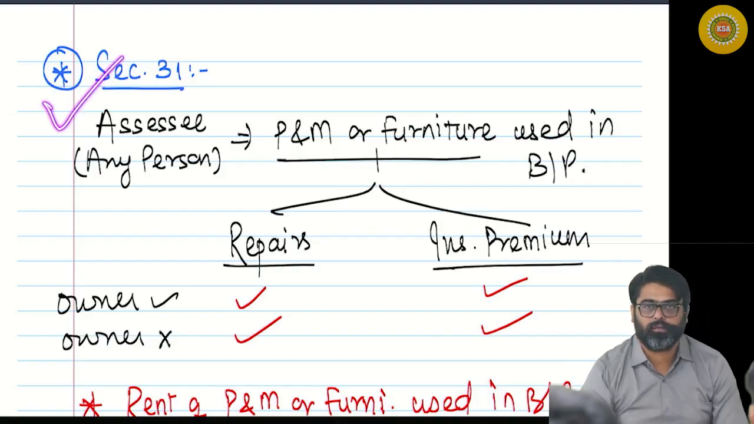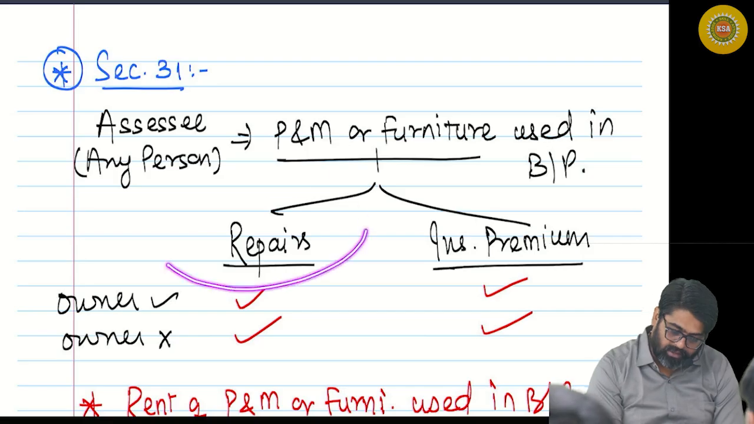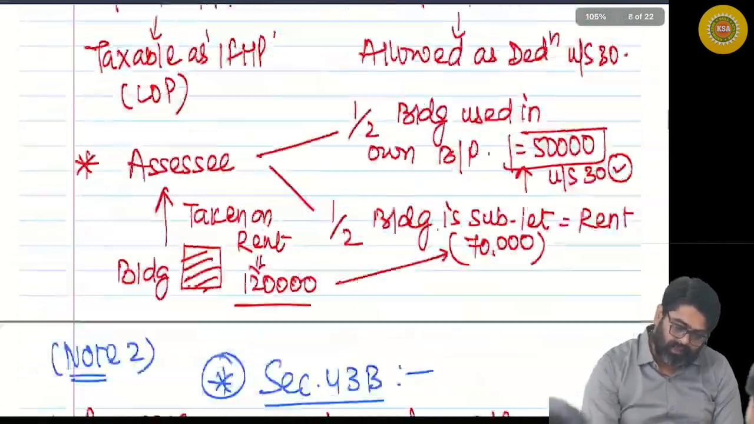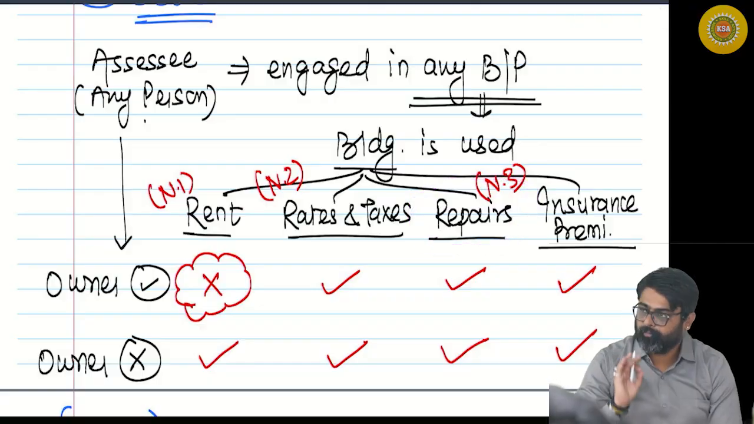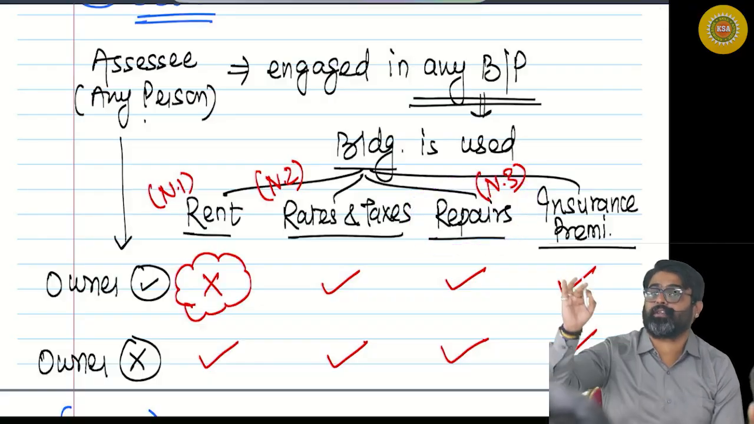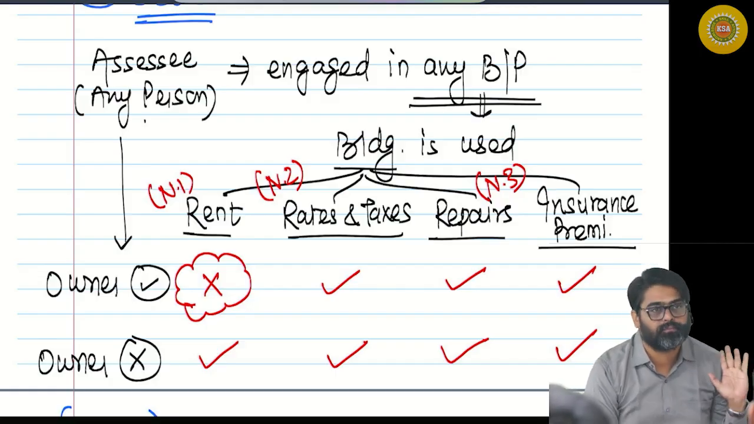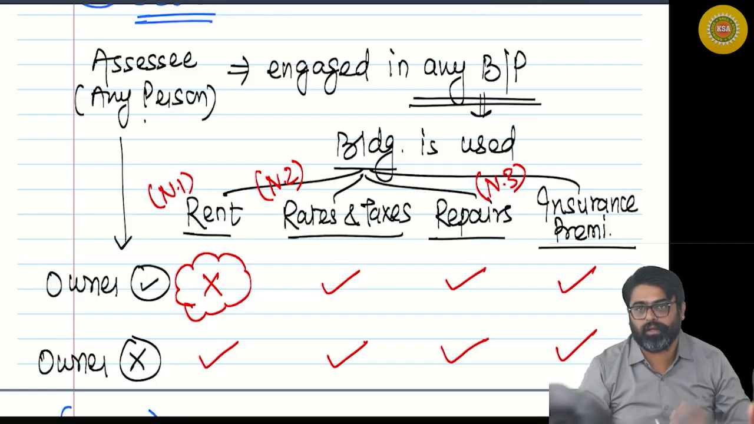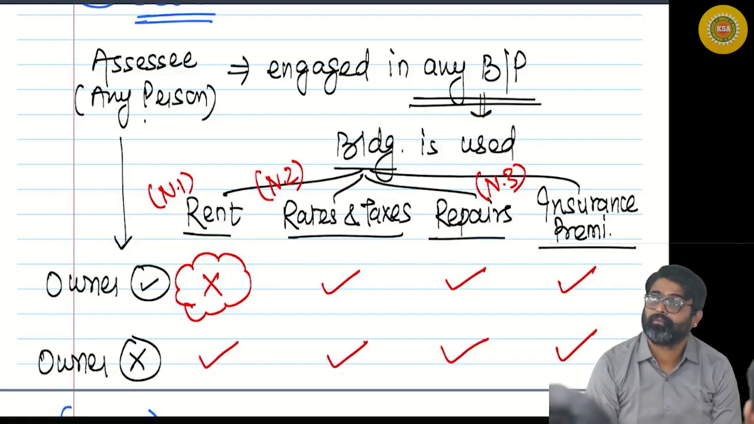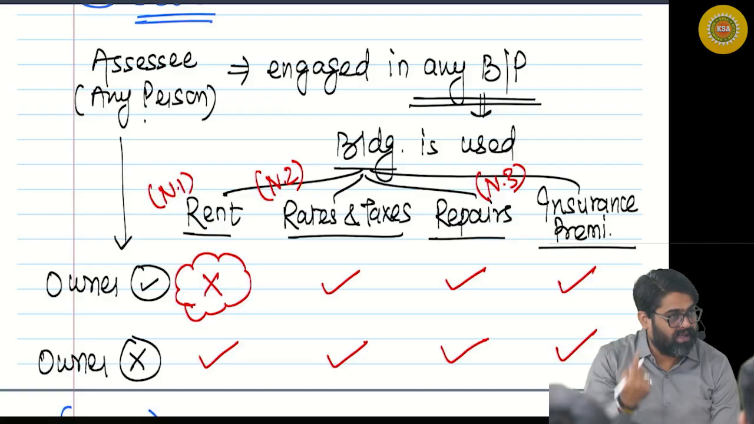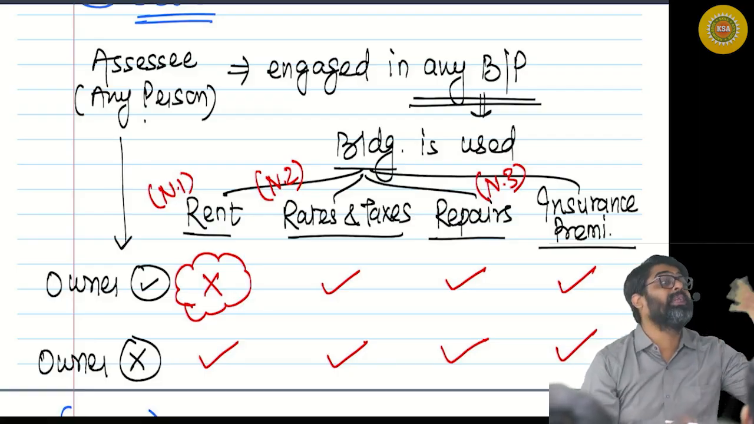Section 31. Now did you see repairs here? Did you see repairs here also for building? Yes or no? Now the repairs which are to be claimed as a deduction under section 30 and 31 cannot be capital in nature. Current repairs will be allowed. What are current repairs? Because of those repairs, the value or the capacity of your asset should not increase.